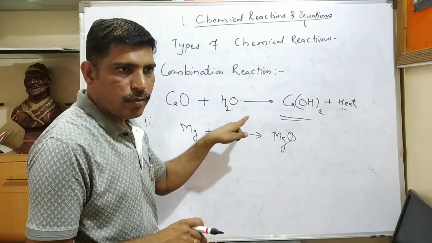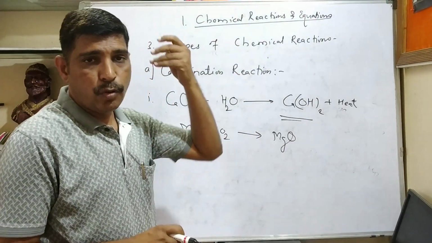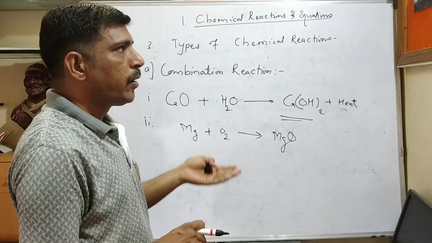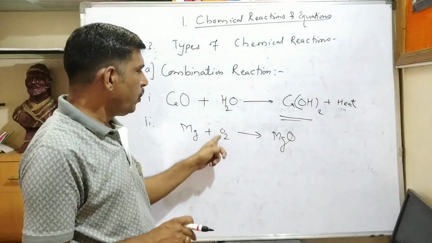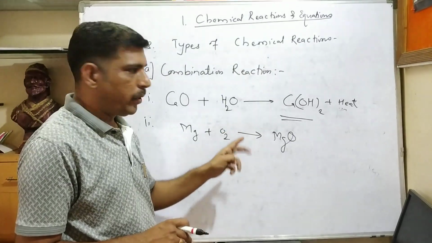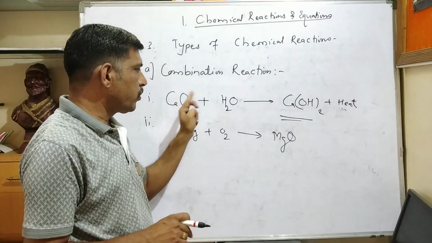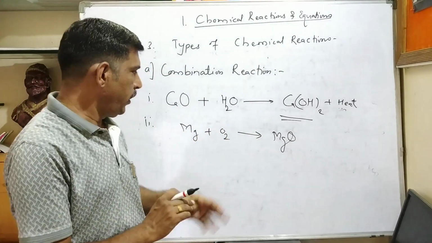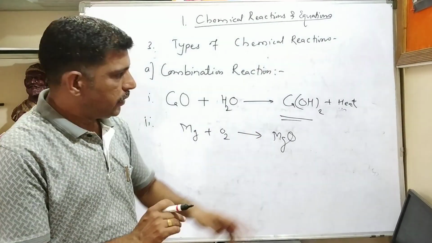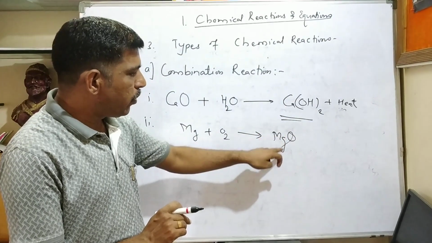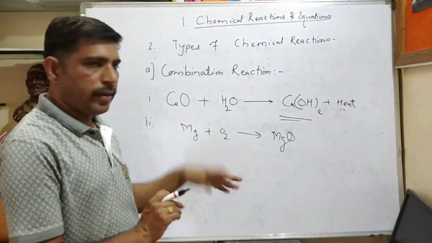The reaction of calcium oxide with water. There are so many combination reactions that take place in nature, but for the understanding of this reaction, you should know these two examples: the reaction of calcium oxide with water to get calcium hydroxide, and the reaction of magnesium with oxygen to get magnesium oxide. Here the main thing is that a single product is formed by joining these two reactants.